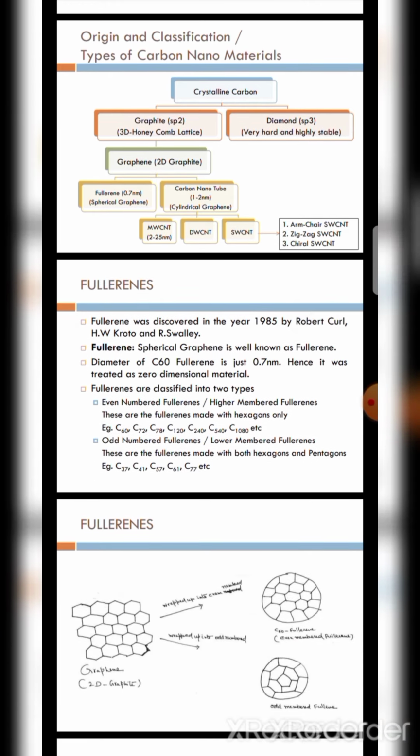Fullerene was discovered in the year 1985 by Robert Curl, H.W. Kroto, and R.E. Smalley. Spherical graphene is known as fullerenes. The diameter of a C60 fullerene is just 0.7 nm. Hence, it is treated as a zero-dimensional material.